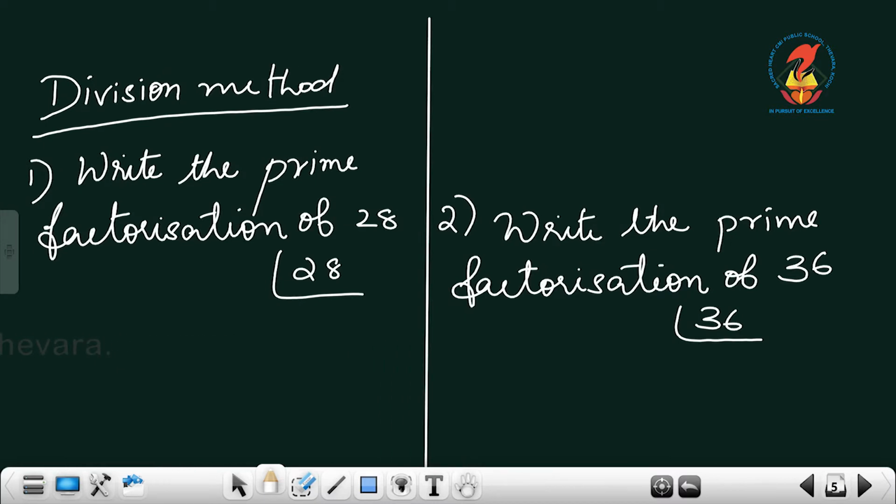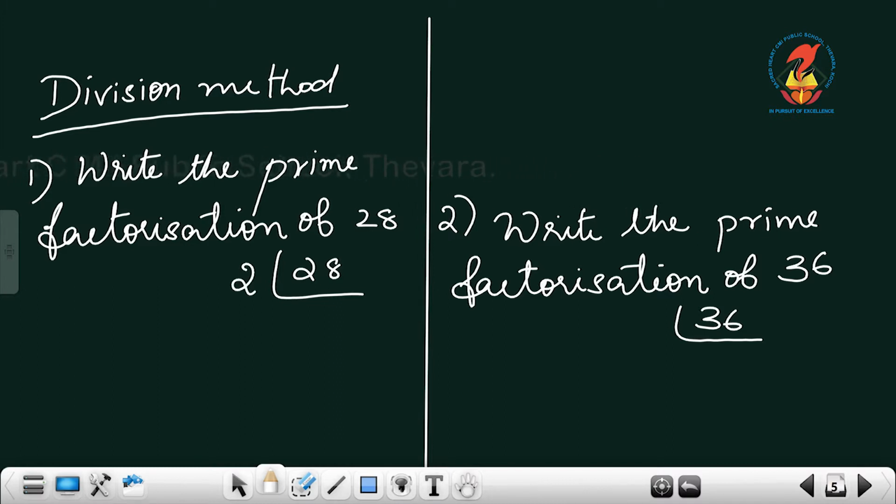Next is division method. This is very, very important. This is what we use in higher classes. So write the prime factorization of 28. For this we are writing 28 like this, and finding the least number. Identify the least number by which we can divide this. It is an even number, so clearly we can divide by 2.